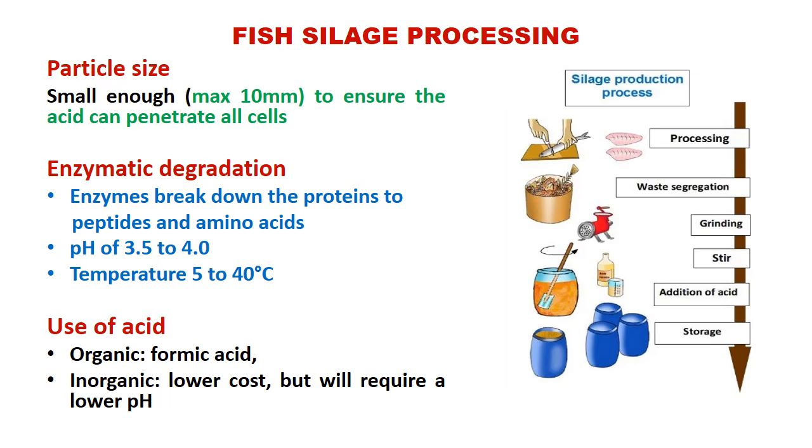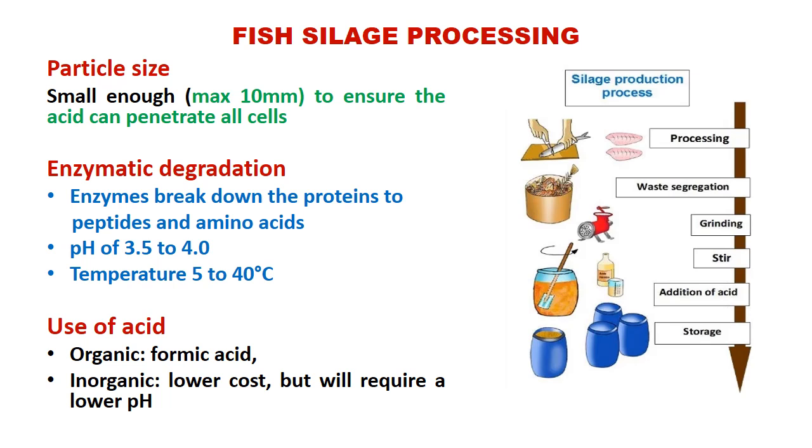Now we will talk about the details of fish silage processing. On the right side we can see the process, that is the fish processing, from which the waste material comes. That undergoes grinding, and it should be mixed thoroughly, and then we can add acid, and then by fermentation and enzymatic action it will be ready as silage, which can be stored in different kinds of drums. So it's a kind of fermented pickling and digestion of the fish proteins.